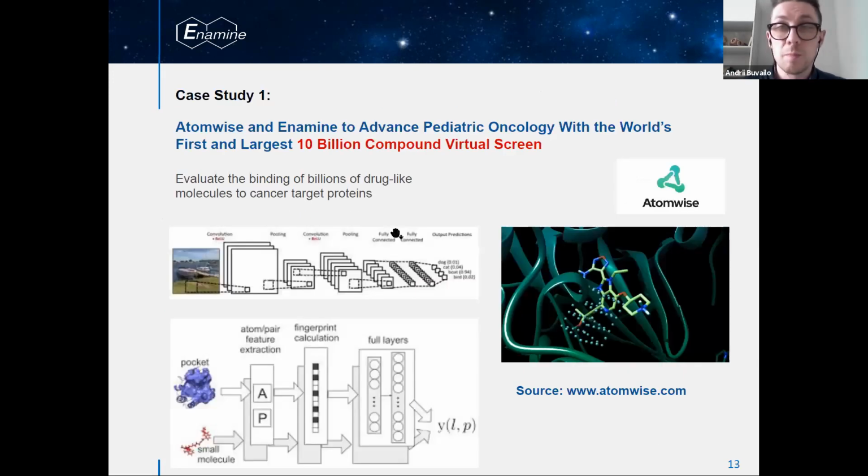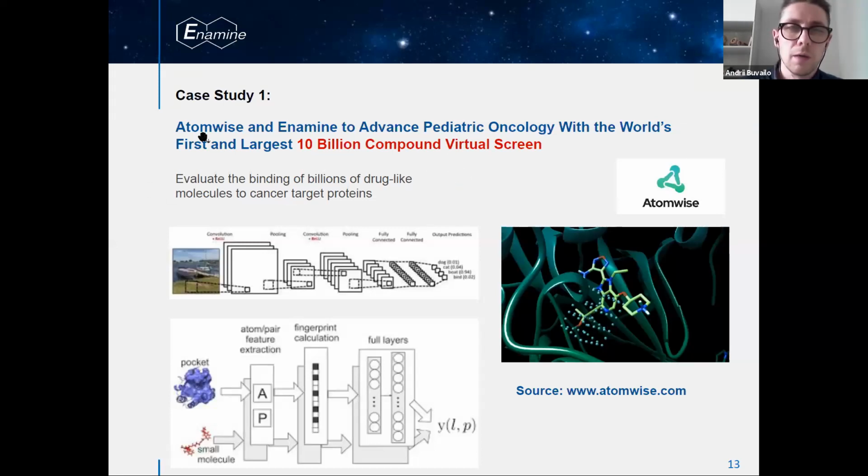Enamine is partnering with a fairly long list of drug discovery companies, computational developers, and software developers. One interesting use case is the partnership with Atomwise, where in 2019, I guess, a large-scale screening campaign on 10 billion compounds was conducted.